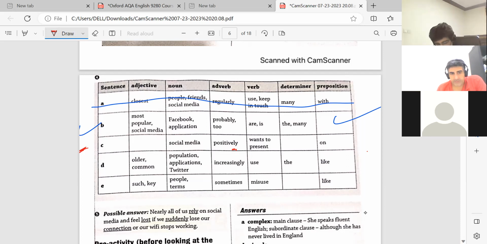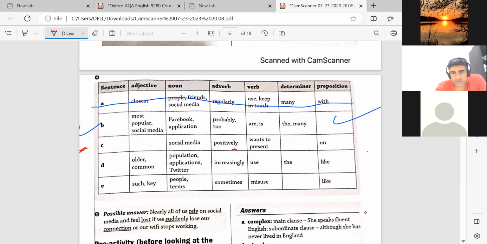What about Akram, Khalid? Any word that contains the suffix ly is an adverb. Yes, exactly. How is like a preposition? Is it a verb? It can be a verb, but in sentence D, read it again: increasingly, the older population use common apps like Twitter. Like here means such as, so it is a preposition. For example, I like summer fruit, like grapes, mango. Here, like is a preposition, not a verb.